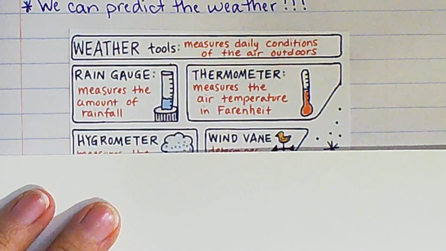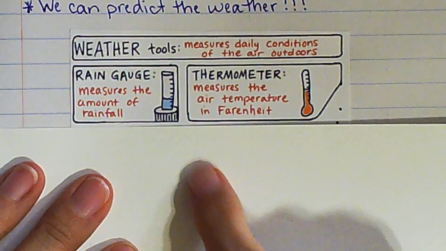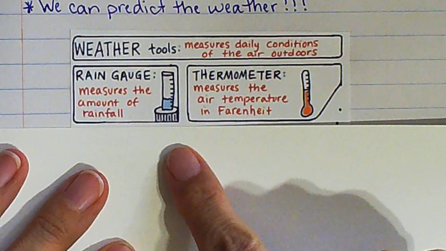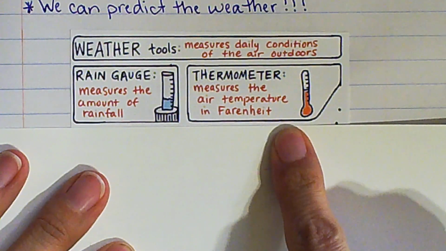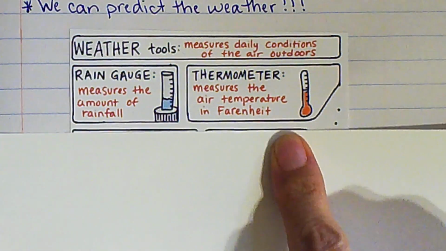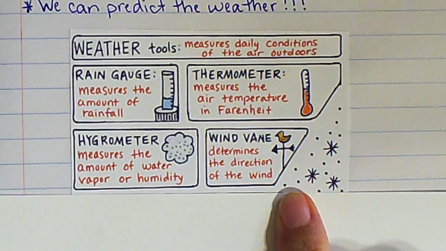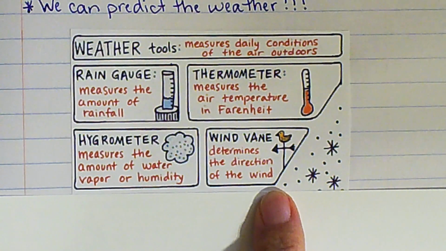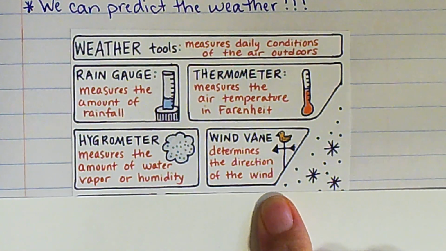So we have, first of all, a rain gauge that measures the amount of rainfall. It tells you how much it rains. A thermometer tells us what our temperature is in Fahrenheit, and sometimes it can be in Celsius. Then we may have a hygrometer, and this measures the amount of water vapor or humidity there is. A wind vane will tell us which direction the wind is going.